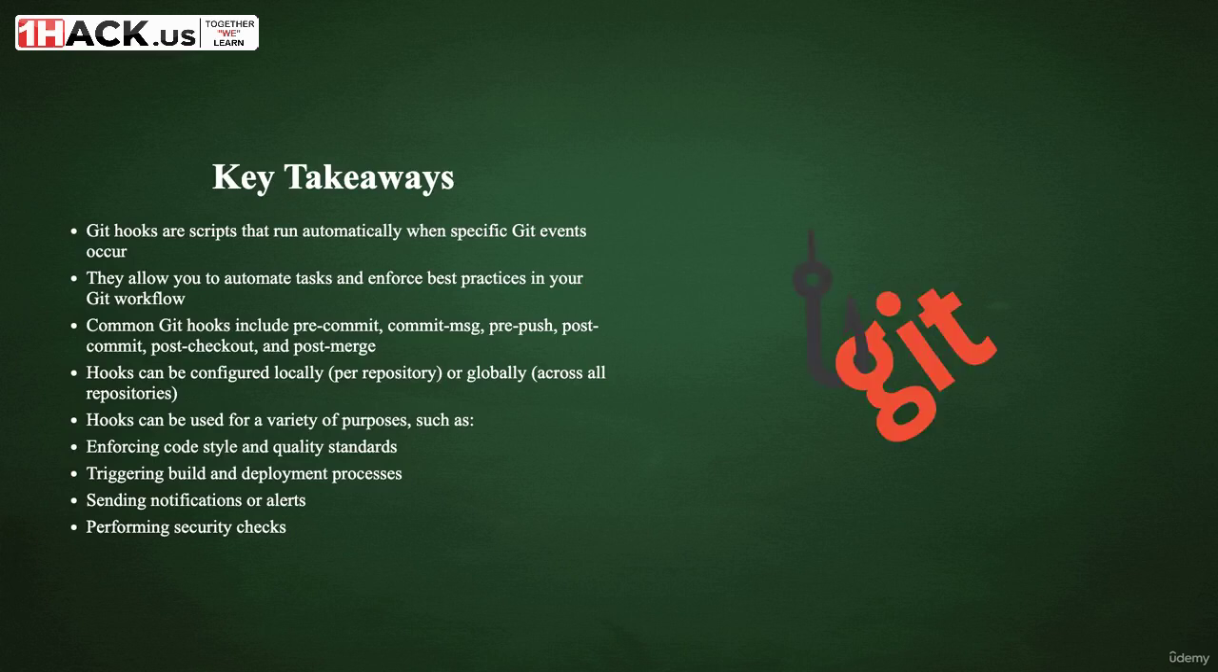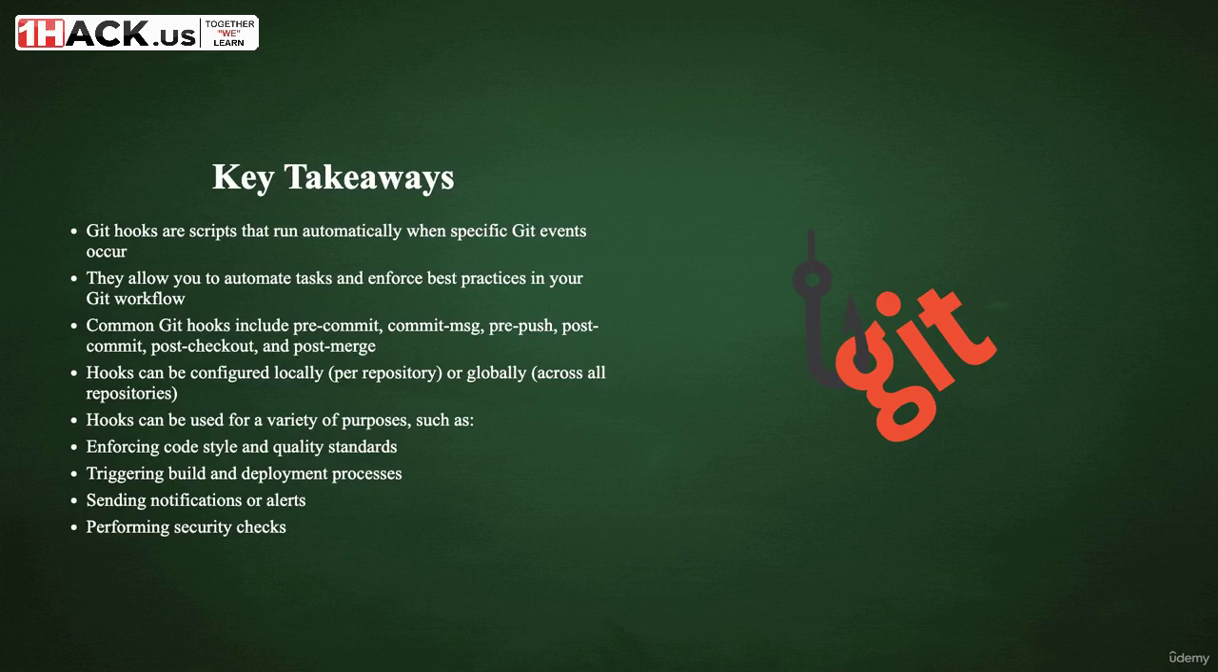In summary, Git hooks are a powerful feature that allow you to automate tasks and enforce best practices in your Git workflow. They are scripts that run automatically when specific Git events occur, such as a commit, push, or merge. Some of the common types of Git hooks include pre-commit, commit-msg, pre-push, post-commit, post-checkout, and post-merge. These hooks can be configured locally per repository or globally across all repositories to suit your team's needs.